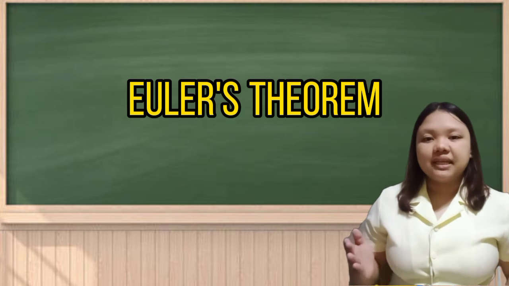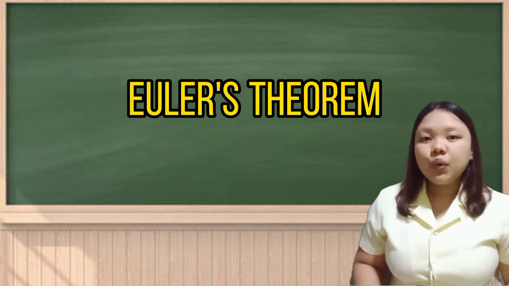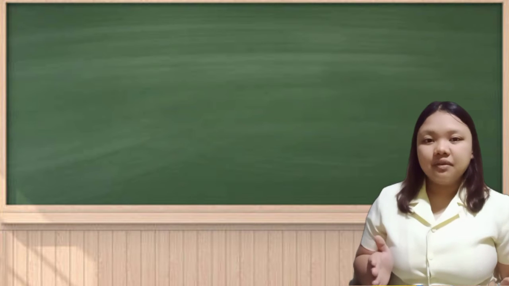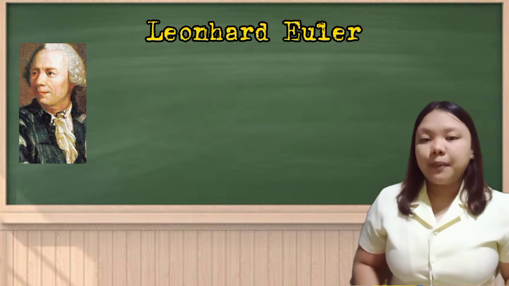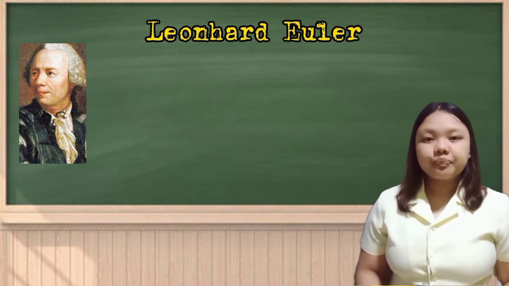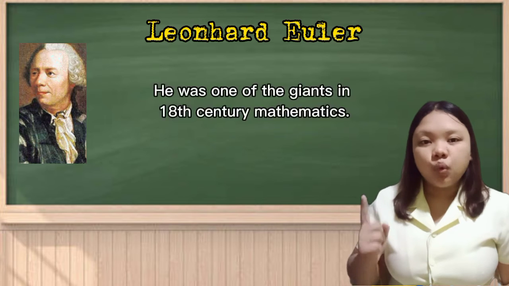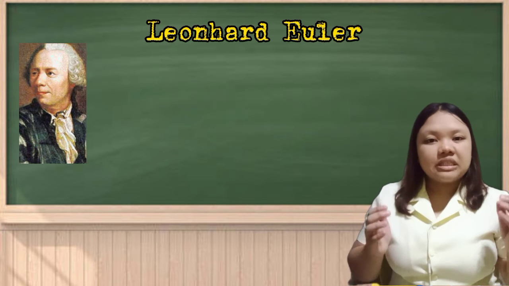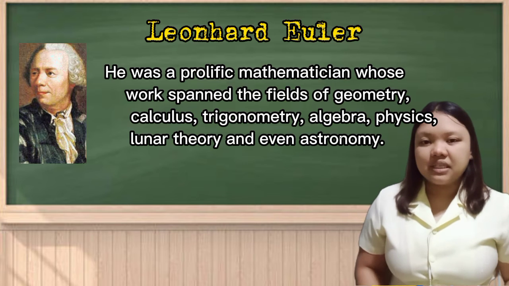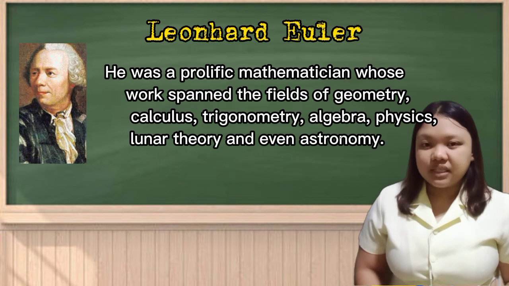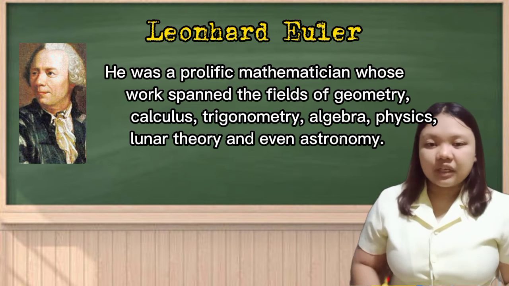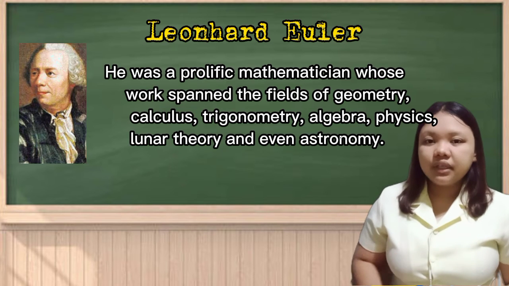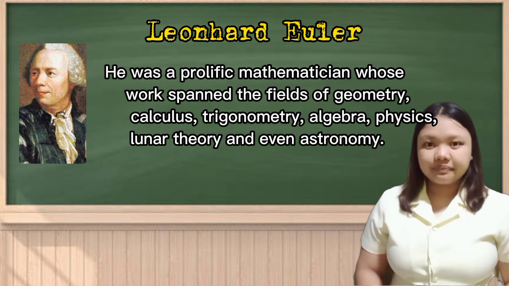But before we proceed, let us first identify who is the pioneer of this theorem. From the name itself, Leonhard Euler was the pioneer of Euler's theorem. Leonhard Euler was one of the giants in 18th century mathematics because he was a prolific mathematician whose work spanned the fields of geometry, calculus, trigonometry, algebra, physics, lunar theory, and even astronomy.